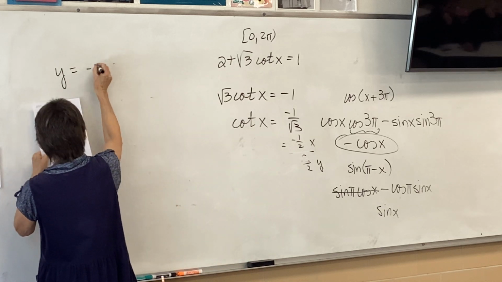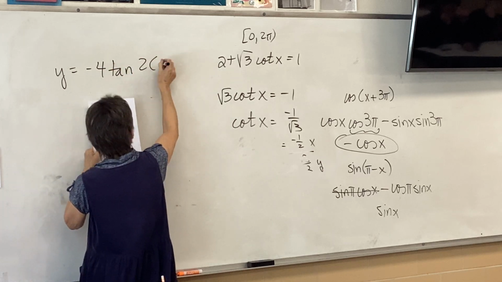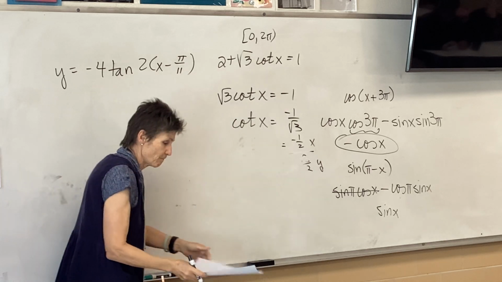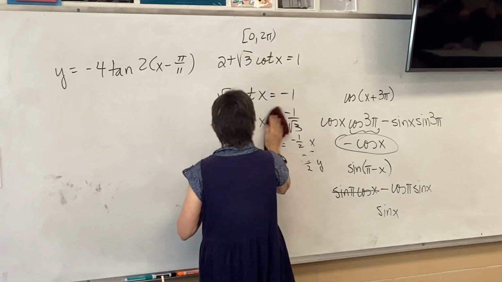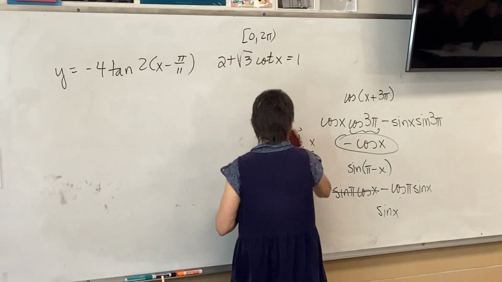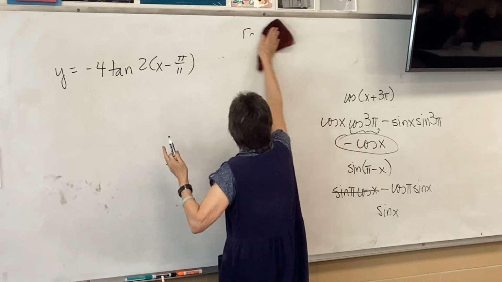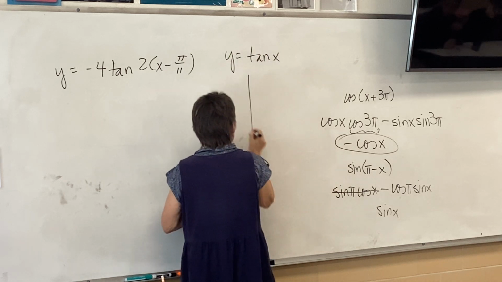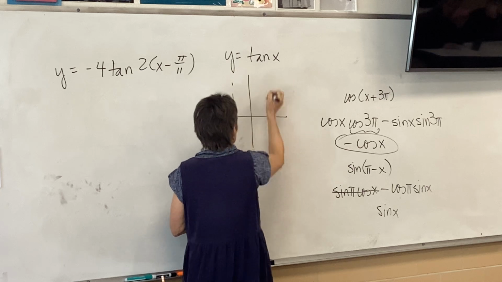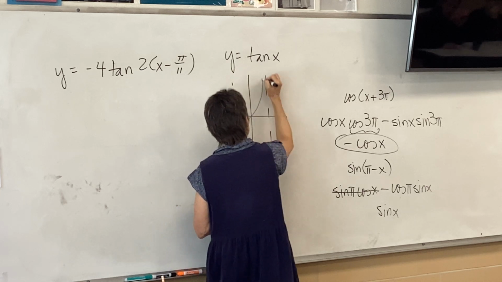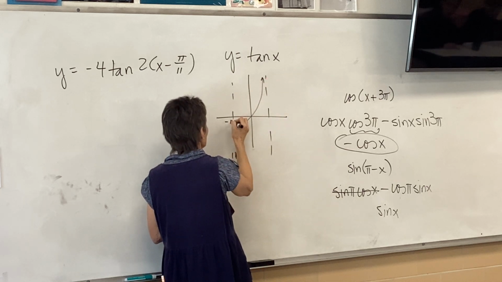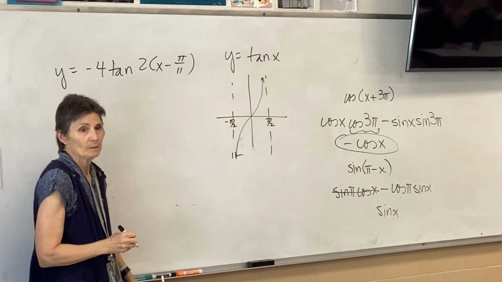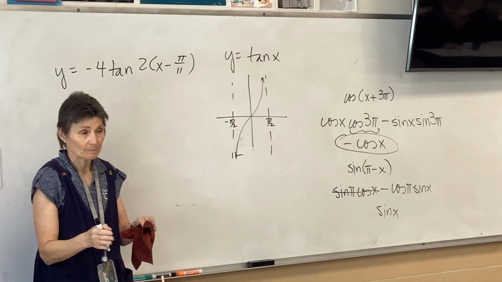Alright, so we've got -4 tan(2x - pi/10). Just to refresh ourselves, do you remember what a tangent curve looks like? Just a regular tangent, y equals tan x. A little squiggly, and the little squiggly goes through the origin, increases through the origin, and the asymptotes are at negative and positive pi over 2. So that's what I'm starting with.